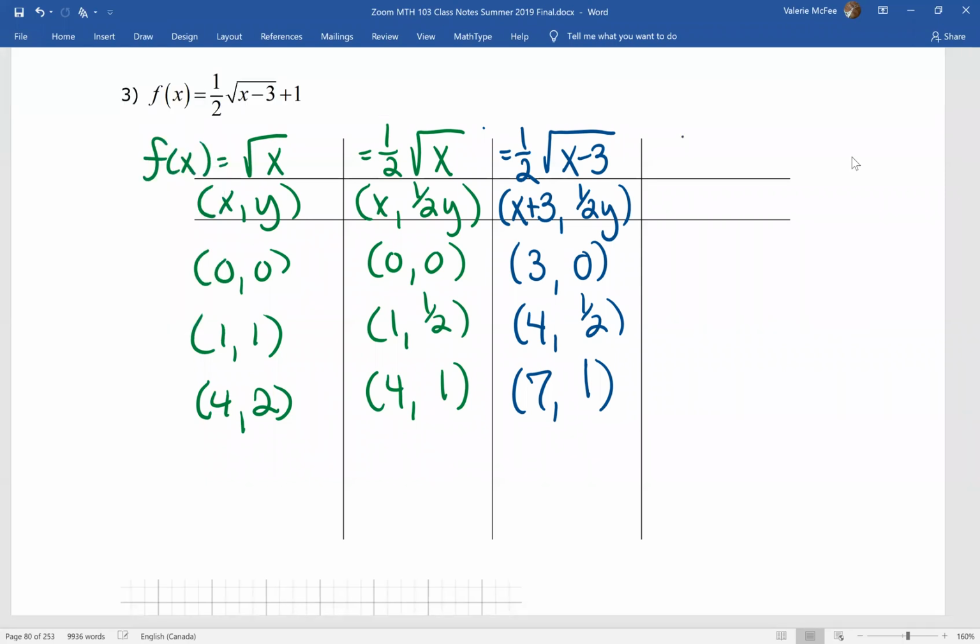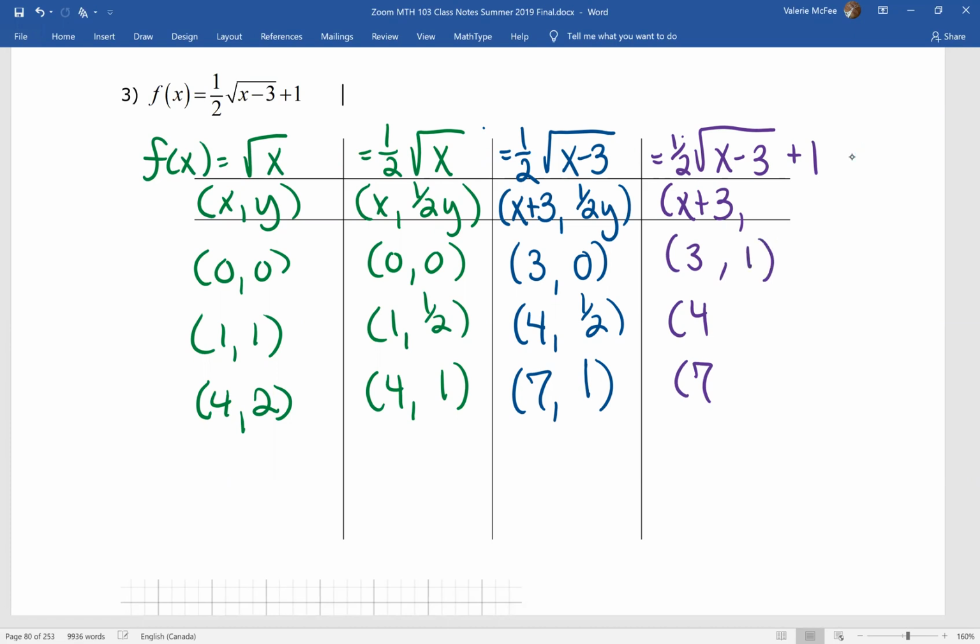And finally, we have that plus 1 outside of the function. That means it's going to be a vertical shift up. That means we're changing our y values. We're keeping those x plus 3. And now it's a 1/2 y plus 1.